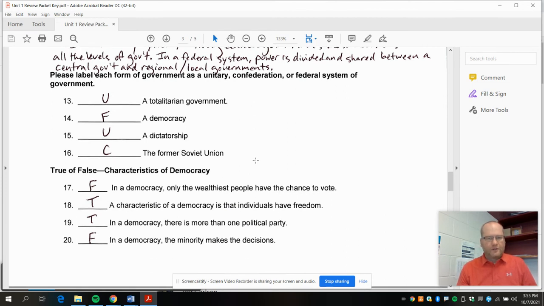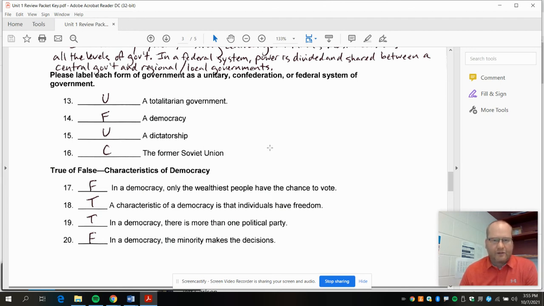True or false? It says true or false, sorry. Characteristics of democracy. So 17, in a democracy, only the wealthiest people have the chance to vote. That would be false. Hopefully you know that just from living in the United States, that not just the wealthy people get to vote. 18, a characteristic of a democracy is that individuals have freedom. True.